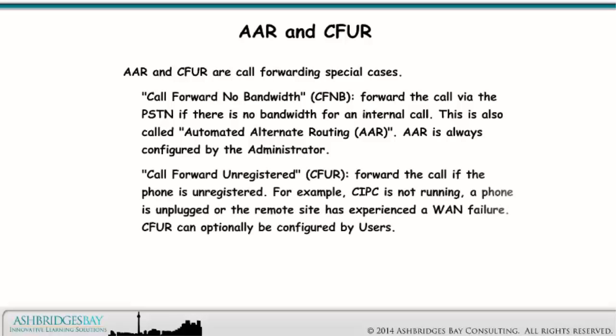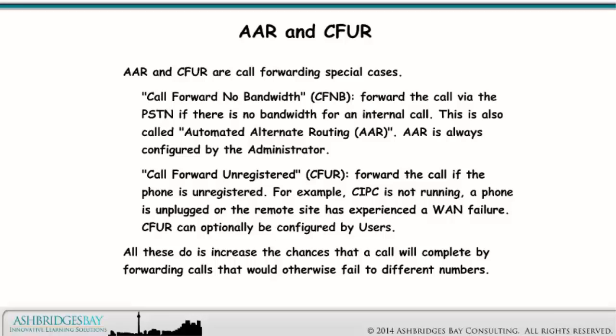And call forward unregistered, or CFUR. Forward the call if the phone is unregistered. For example, CIPC is not running, a phone is unplugged, or the remote site has experienced a WAN failure. CFUR can optionally be configured by users. All these do is increase the chances that a call will complete by forwarding calls that would otherwise fail to different numbers.